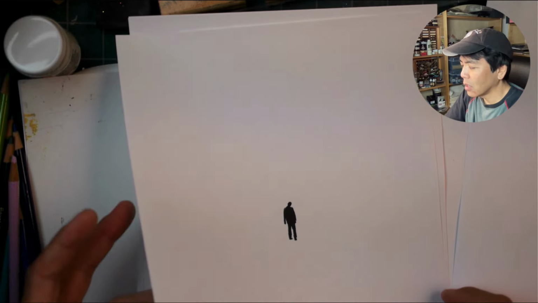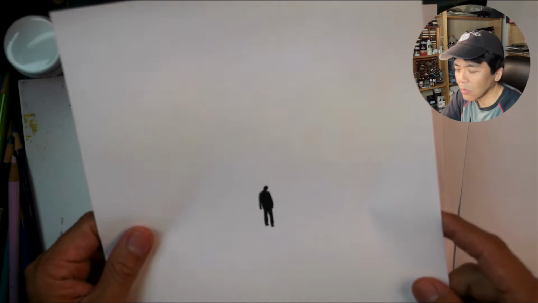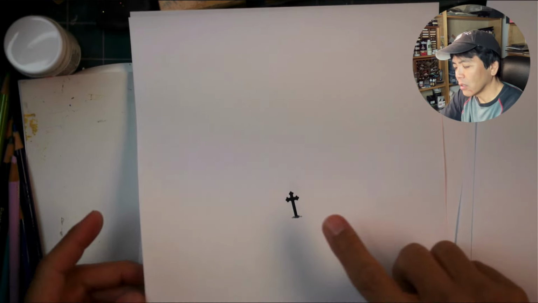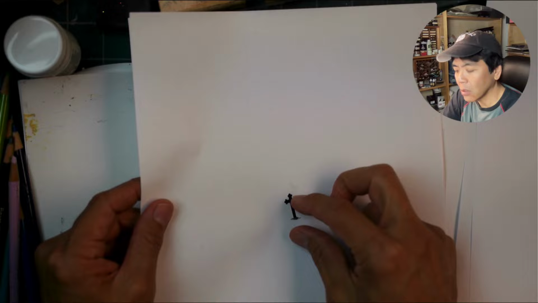All right, here's another guy kind of walking off in the distance. Another one of those crosses, kind of leaning to the side a little bit and smaller.